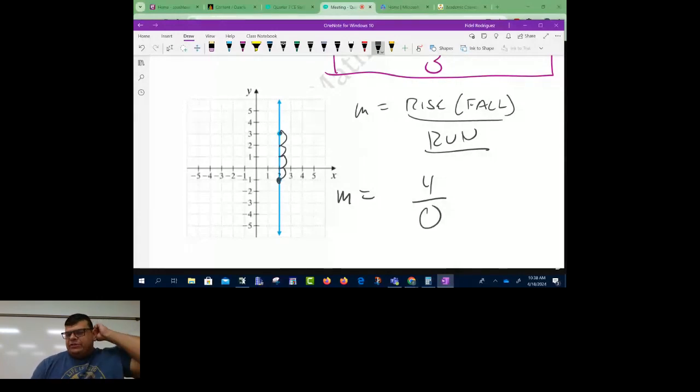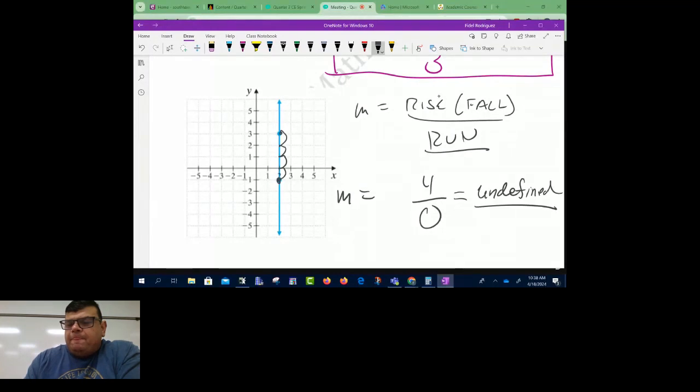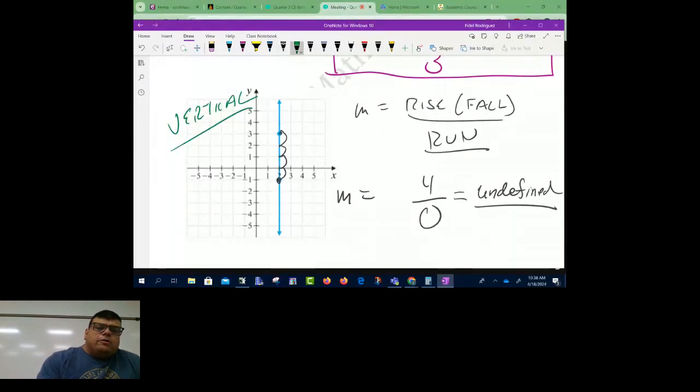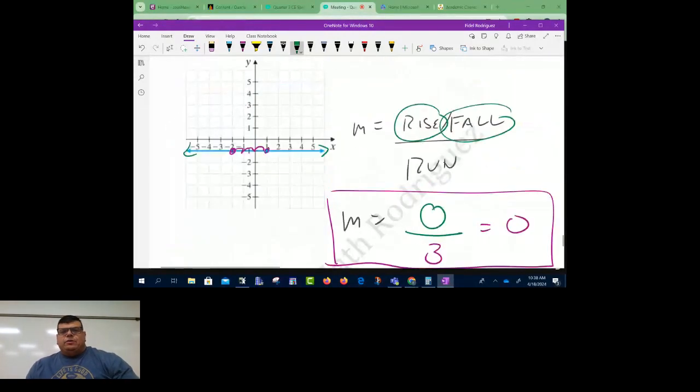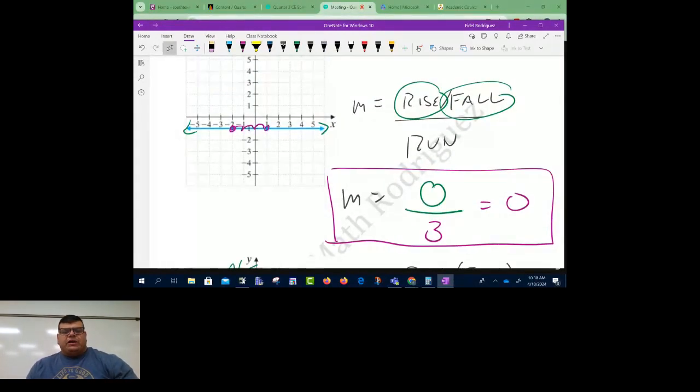Now, we did this on the first day of class a few weeks ago. If we try to divide by 0, we could not do it, and that's when we said it was undefined. This here is a vertical line. So vertical lines always have an undefined slope, and horizontal lines always have a slope of 0.